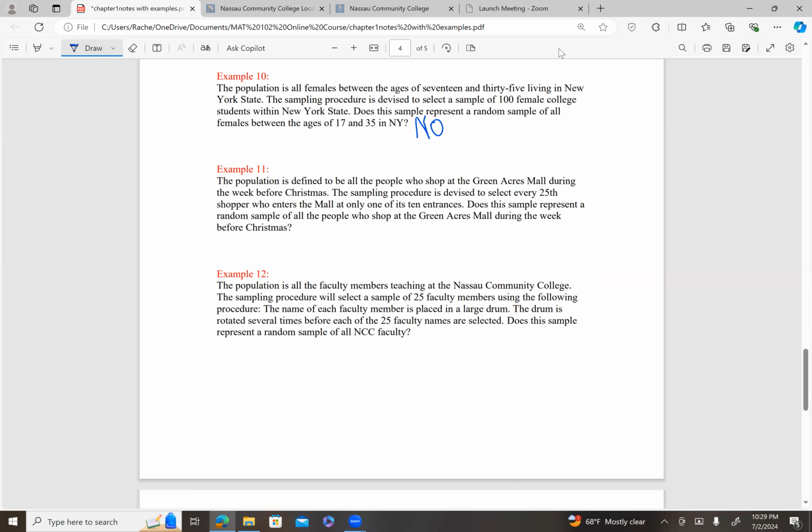So this sample doesn't represent a representative random sample of all the people who shop at the Green Acres Mall, because it's not inclusive of the people that use the other entrances, right? Maybe somebody lives closer to one entrance and every time they go to the mall, that's the entrance that they use, right? So this would not be a representative random sample of all the people who shop at the Green Acres Mall.